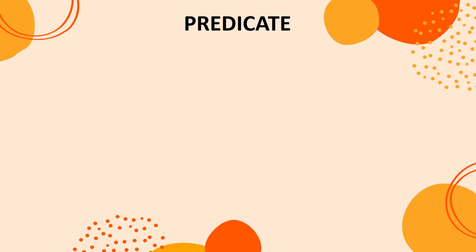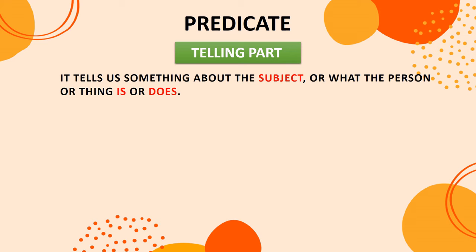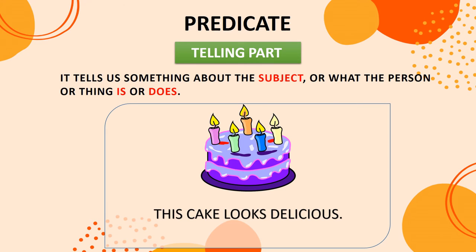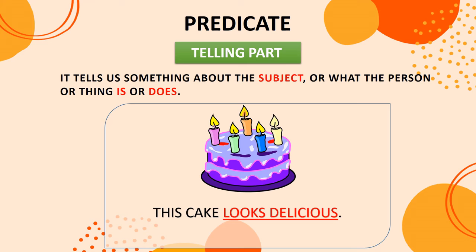Now what's predicate? Predicate is the telling part of a sentence. It tells us something about the subject or what the person or thing is or does. Here, the picture says, the cake looks delicious. So, tell me children, how is the cake? It looks delicious. So here, looks delicious is the predicate.